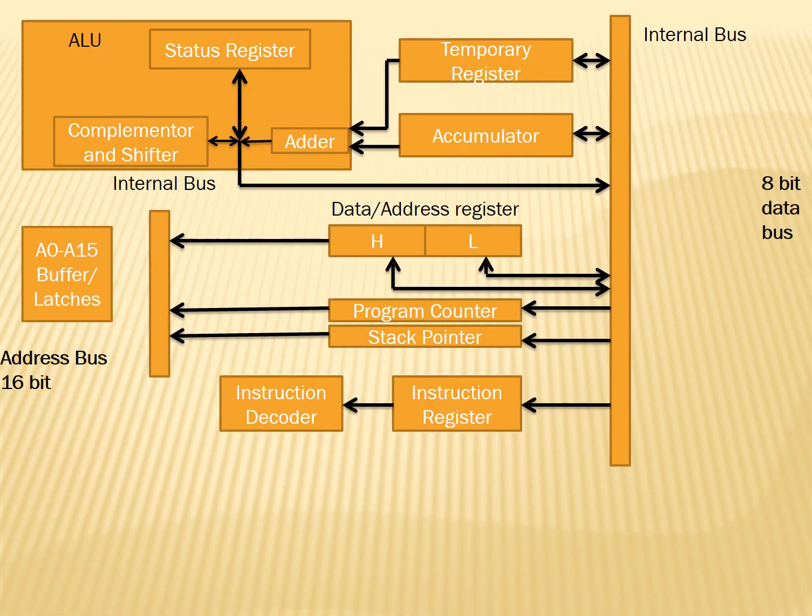Next, let us discuss bus buffer and latches. One is for the address and the other is for the data. Latch is a flip-flop which is used to store 1-bit information. The information is stored into the latch by enabling the buffer.